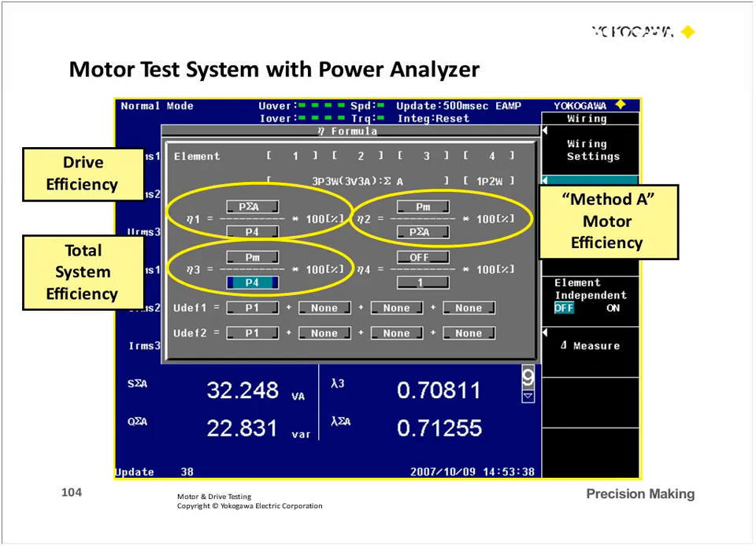Here's a setup showing the calculations. We showed you some of these a little bit with the drive efficiency, total power system efficiency, where we've got the mechanical power and the single phase power in, and the motor, what we call method A, is the mechanical power divided by the total three phase power.